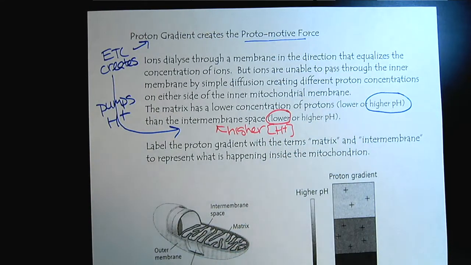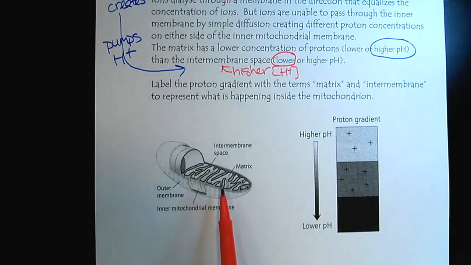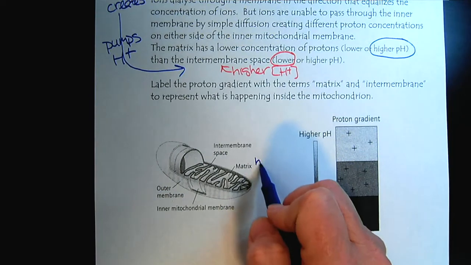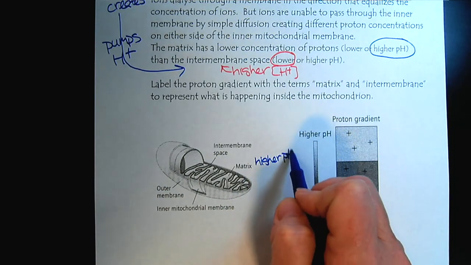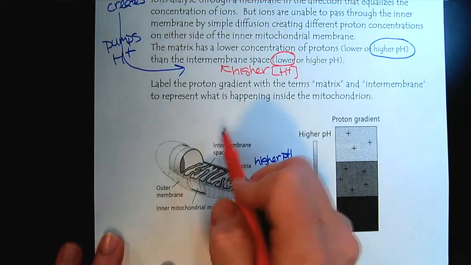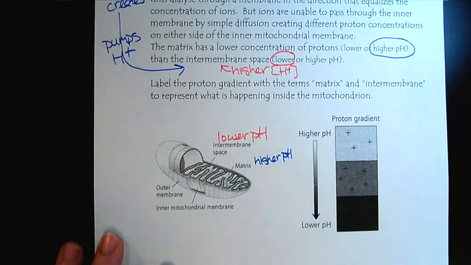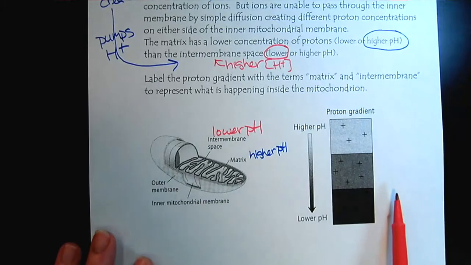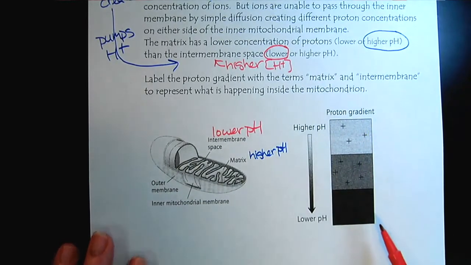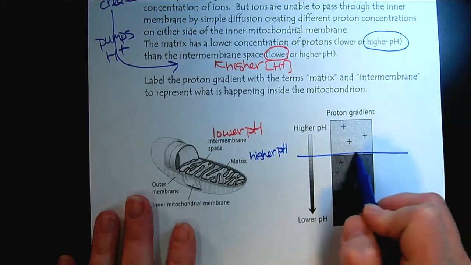Let's take this explanation and apply it. Here is our mitochondrion. We know that the matrix has the higher pH, and the intermembrane space has the lower pH. Now if we look at our proton gradient, we want to find out which part is representing the matrix and which part is representing the intermembrane space. So we would probably draw our line right here.